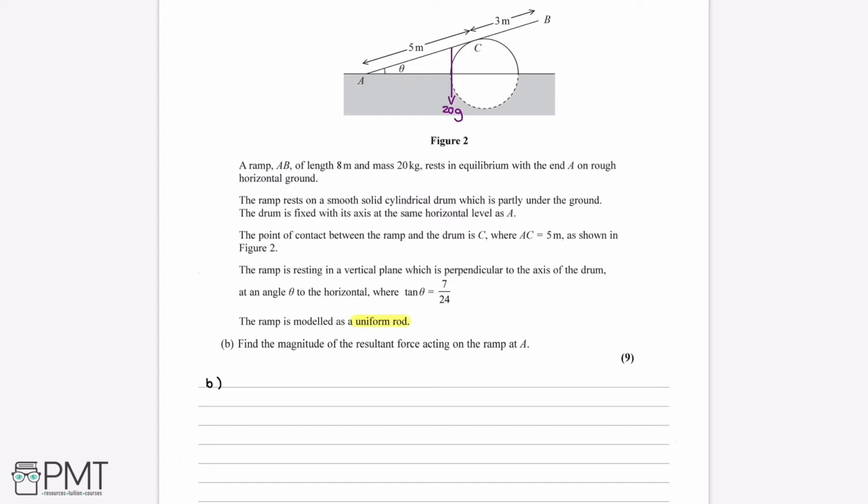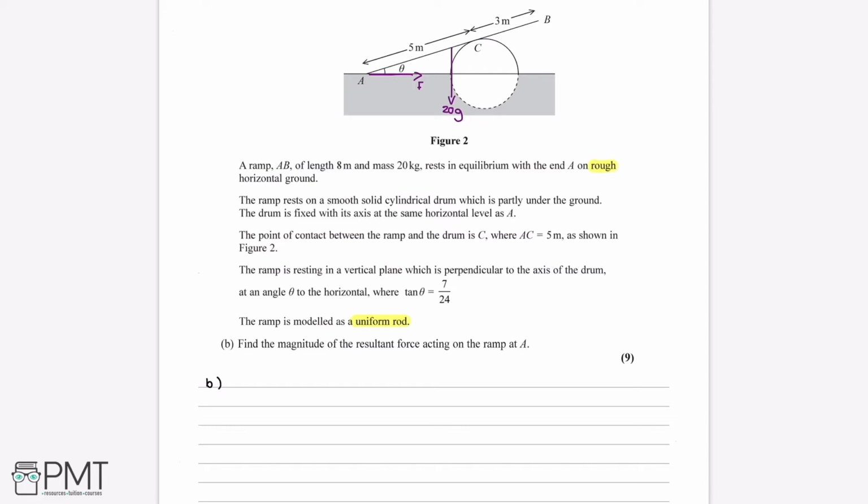Now, the next thing we're told is that the ground is rough horizontal ground. And rough means that there is a frictional force. So we're being told here that there's a frictional force between the ramp and the ground, and the frictional force will act towards the drum. So if we call that F, for frictional force, that's another force we've added.